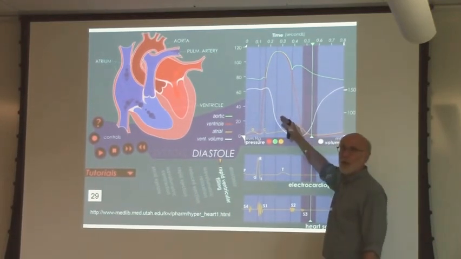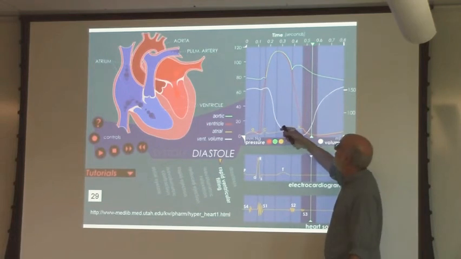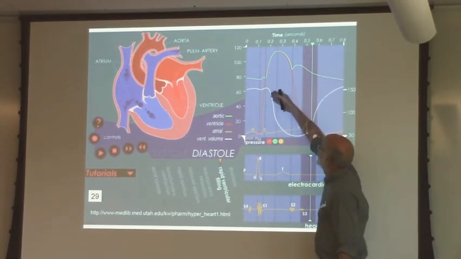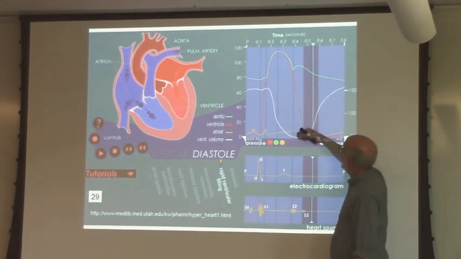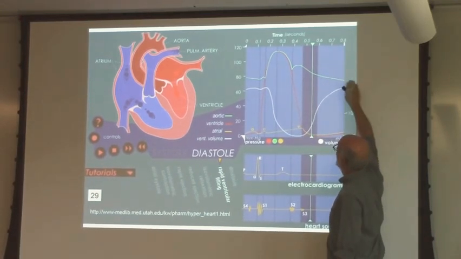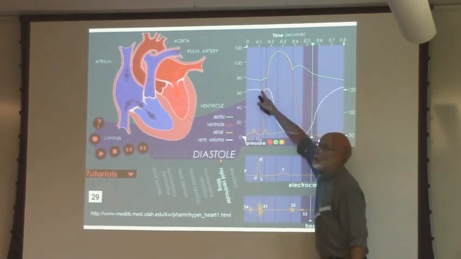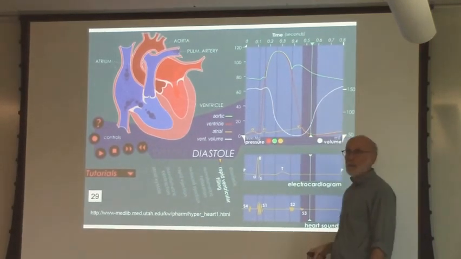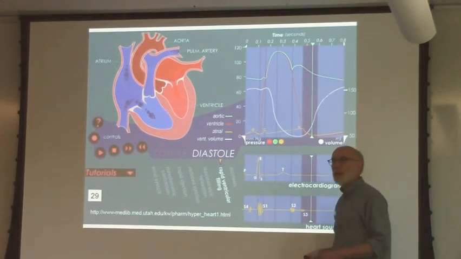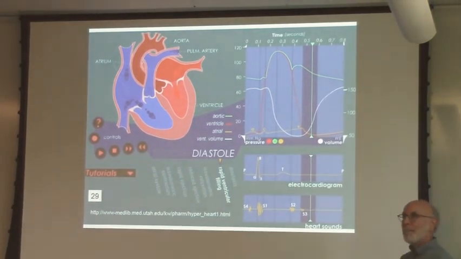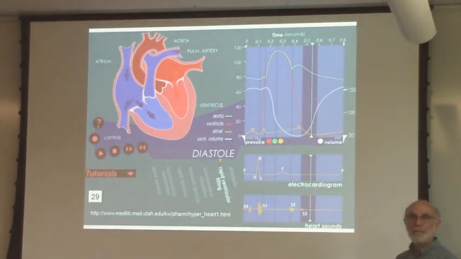If you want to look at volume, you look at the white line here. Volume is high, ejection, refilling. Isovolumetric, etc. So walking through this is part of your challenge for learning how to do it. And the homework will help you do that.